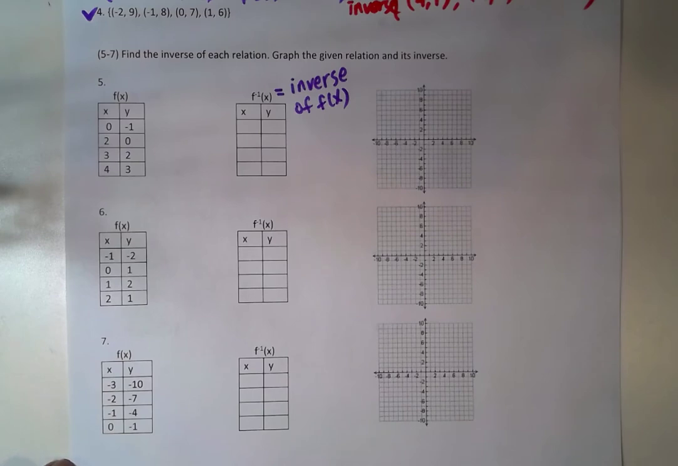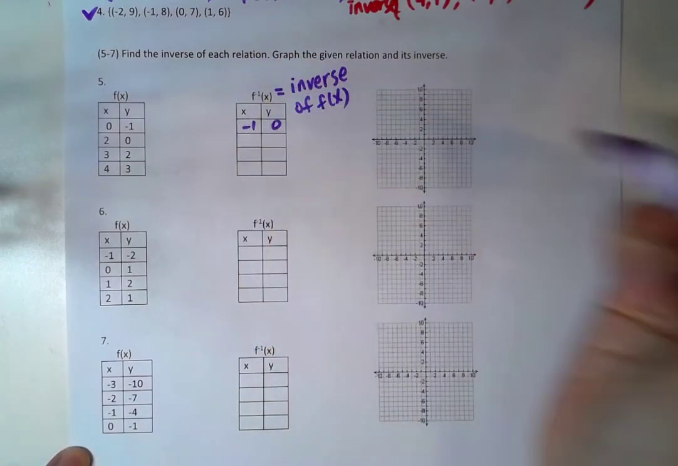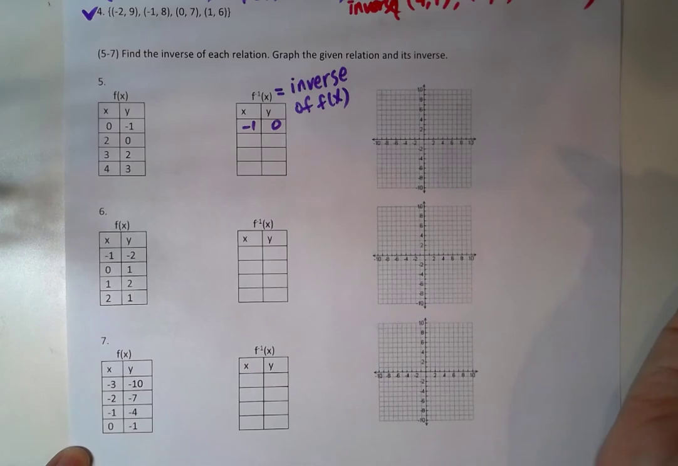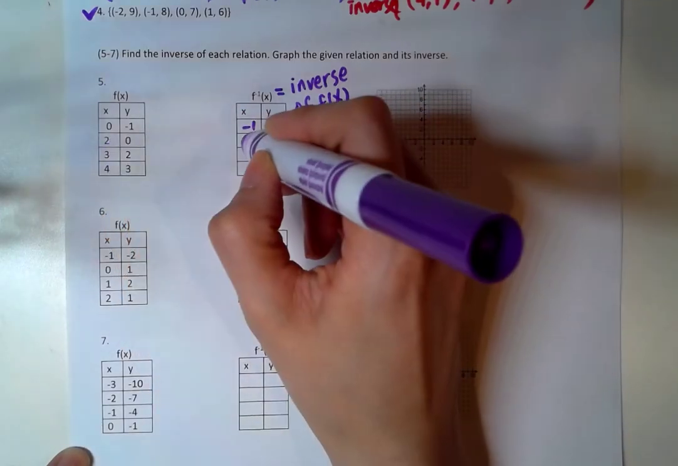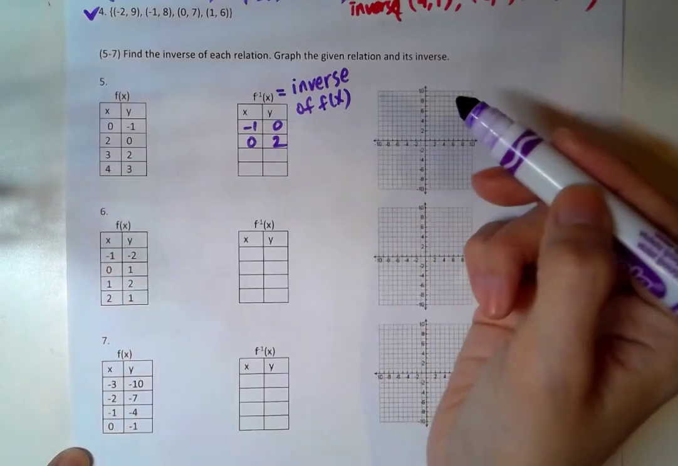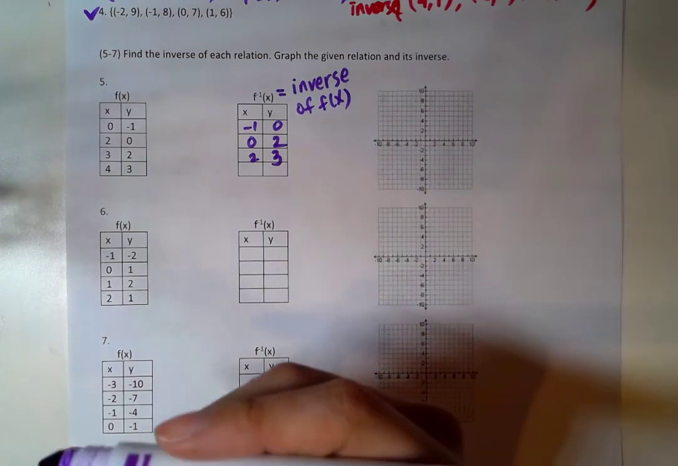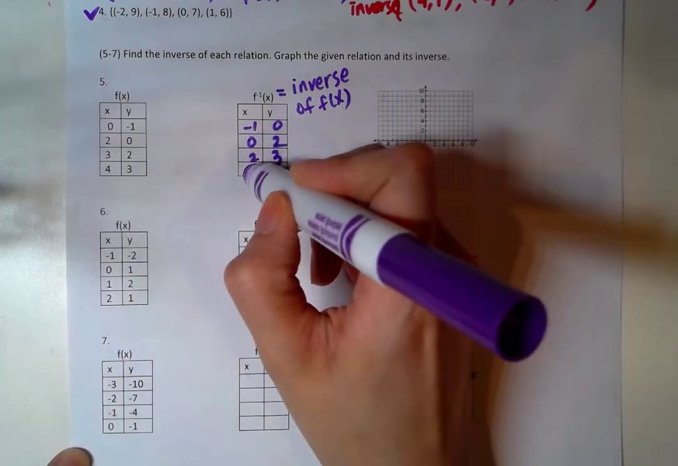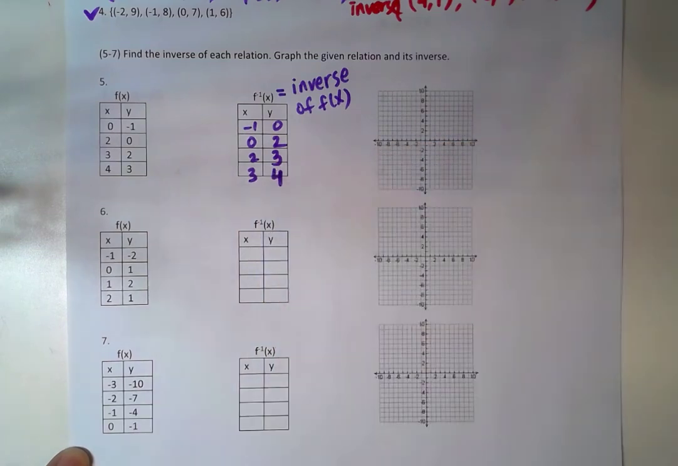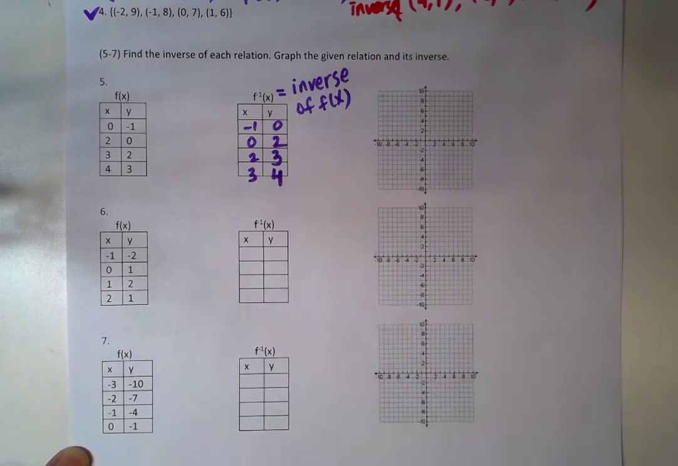So what do we do? We change order. (0, negative 1). You see it? Then what do we do? (Negative 1, 0). You just change it. Super easy. (2, 0), (0, 2). Right? You have (3, 2). Then what? (2, 3). Great. (4, 3). Then what do we do? (3, 4). Right? So that's my inverse. So you can complete this table. I'm gonna leave it blank for you.